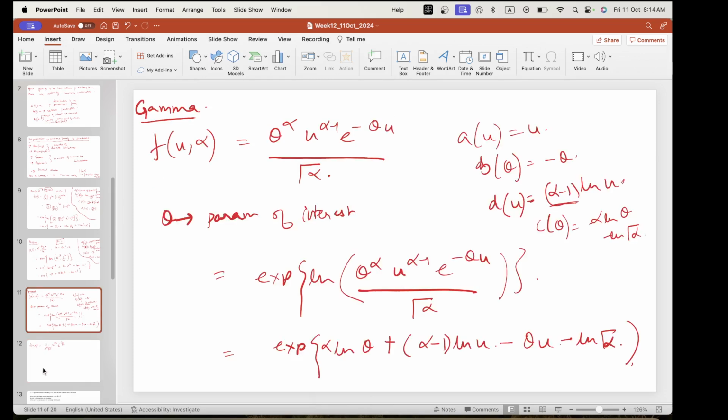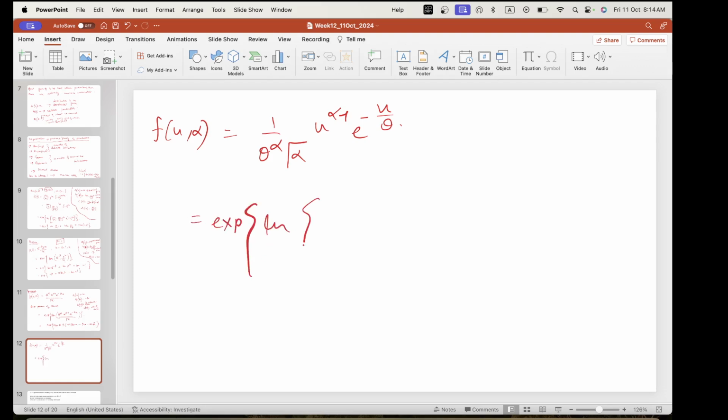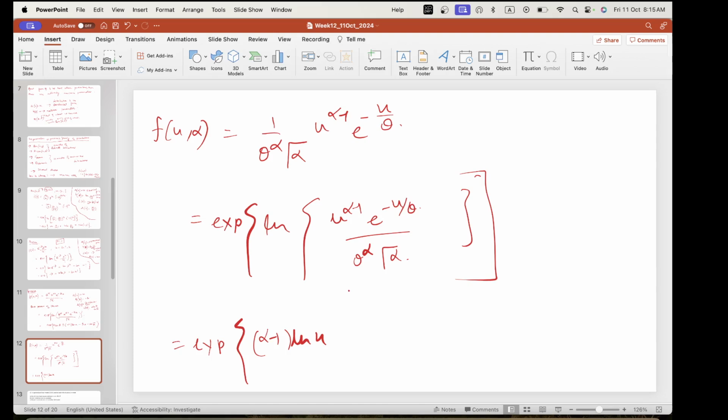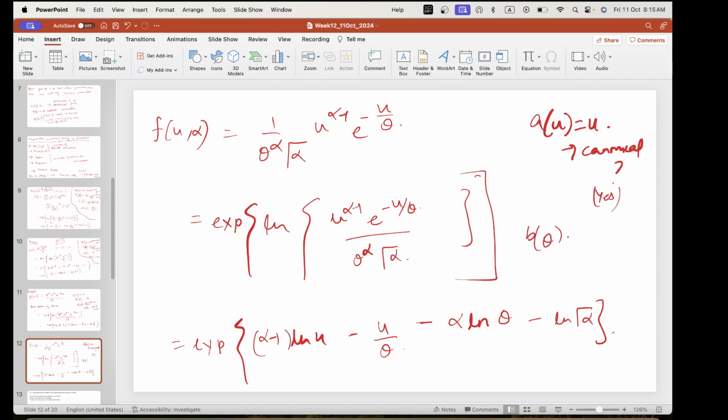In that case, we would have exponential of ln of this entire thing, u to the power alpha minus 1 e to the power minus u by theta, over theta to the power alpha gamma alpha. So then we would have exponential of alpha minus 1 ln u minus u by theta minus alpha ln theta minus ln gamma alpha. In this case, AU would be u. Okay, so it's canonical, yes, but B theta is actually 1 by theta. So this is the inverse function.